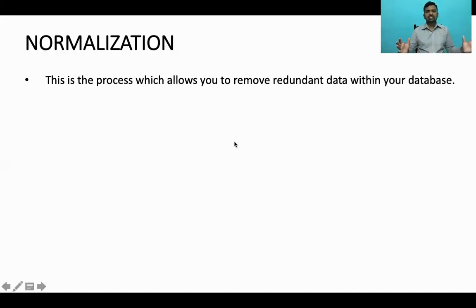The main thing is that normalization helps me in dividing the tables. It allows me to avoid redundancy by dividing the tables. Whenever we feel the data is getting repeated, whenever there is redundant data, it helps us divide the data and avoid redundancy. That's a major use of normalization.